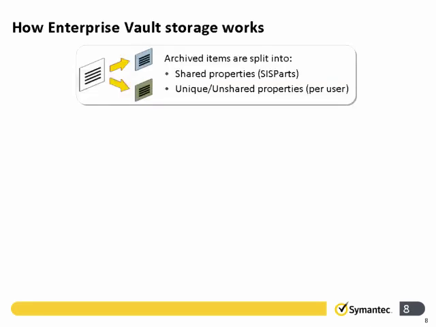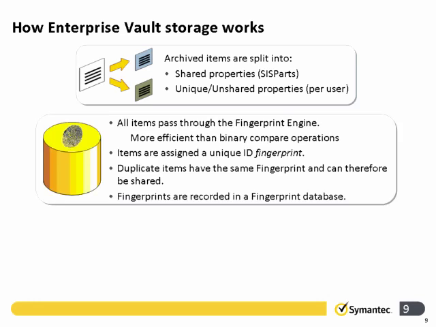So how does Enterprise Vault Storage work? Well, I'm going to take an archived item, and it's going to be broken into two separate parts. The first part are the shared properties, also known as sys parts, and then there's going to be the unique or unshared properties, which are the per user parts. All the items are going to pass through the fingerprint engine. The fingerprint engine is going to be more efficient than doing a binary comparison of the actual data. Once again, we're going to use an algorithm so that if two items are identical, they should have the same fingerprint. So I can use this to determine if a particular item is a duplicate, and if it is a duplicate item, then that item is now available for sharing.